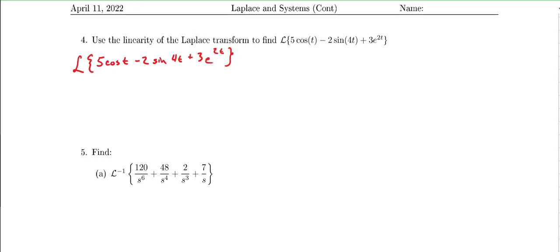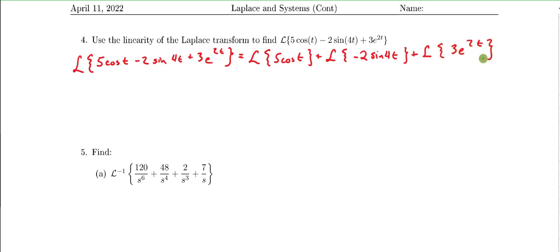And I'm going to be a little pedantic this first time through. So the Laplace transform is linear, so we can distribute the Laplace transform to each of these three terms. So this is equal to the Laplace transform of 5 cosine t, plus the Laplace transform of negative 2 sine of 4t, plus the Laplace transform of 3e to the 2t.